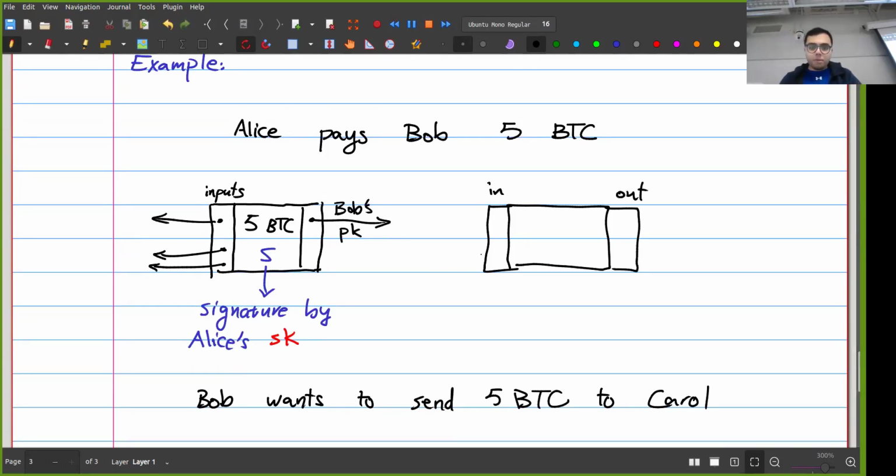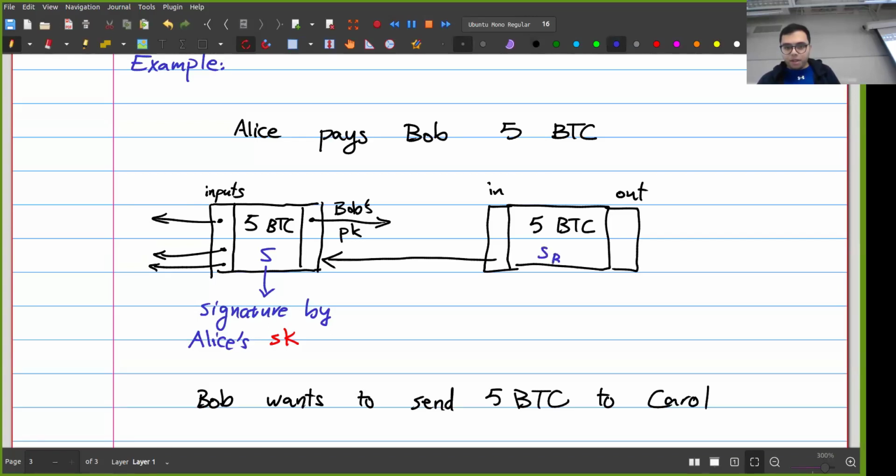Now, in the input, Bob is just going to point to this previous transaction. So, and again, a pointer is just a hash. So he's just going to put the hash of the previous transaction. So it's telling everyone, hey, this is where I got paid. This is where I got the 5 Bitcoin. And then I have the amount, 5. I have the signature by Bob. And let's say this was a signature by Alice. And of course, in the output, it just says Carol. And this means Carol's public key.